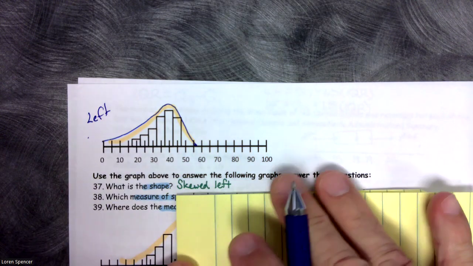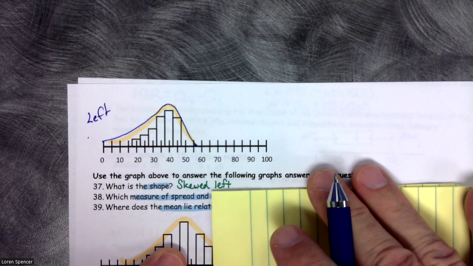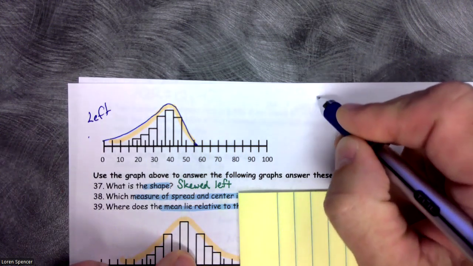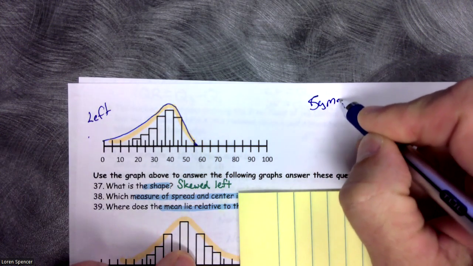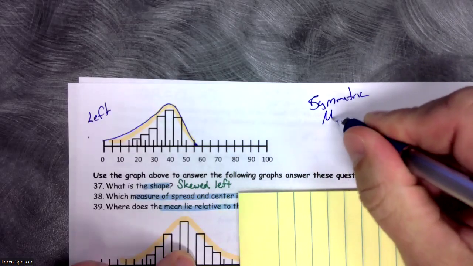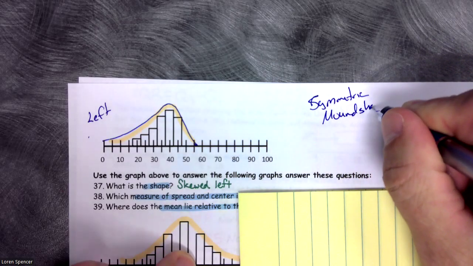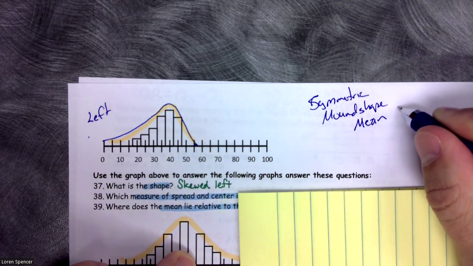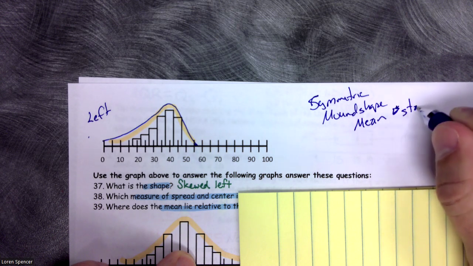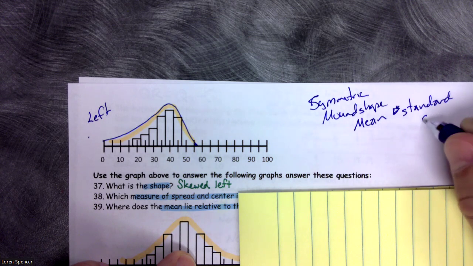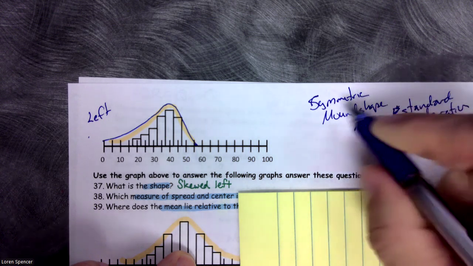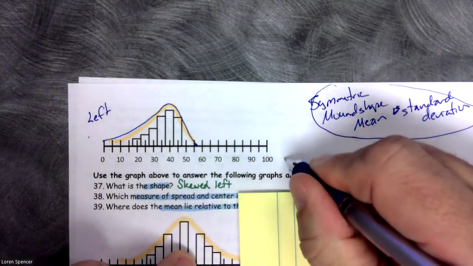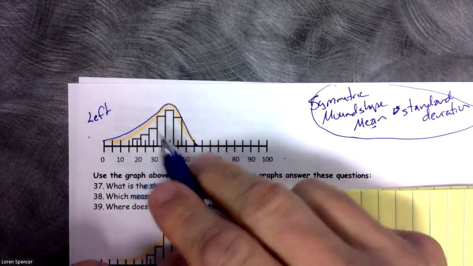All right. What measure of spread is most appropriate? Measure of spread and center. If it's symmetric in mound shape, the mean and standard deviation are the best. Mean and standard deviation. But this is skewed because it's not symmetric in mound shape.